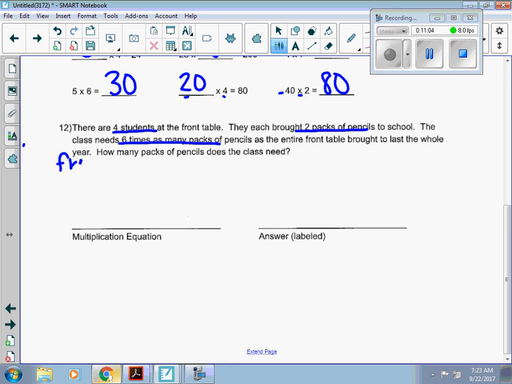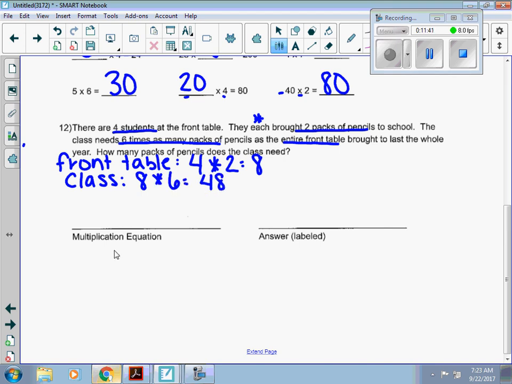I know that the front table, and I like labeling when there's a lot of stuff. The front table did 4 students, and they each brought 2 packs. Remember that each reminds me to multiply. So for my 4 times 2 equals 8. That's that first step. Then the class needs 6 times as many as the entire front table. Well, the entire front table brought 8, and I need 6 times that. So 8 times 6 is 48. So we must need 48 packs of pencils.